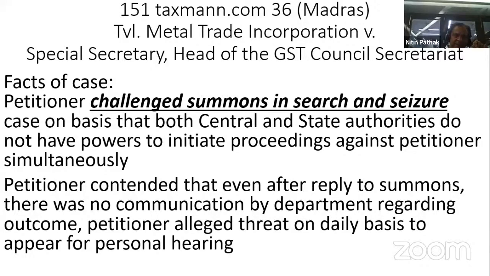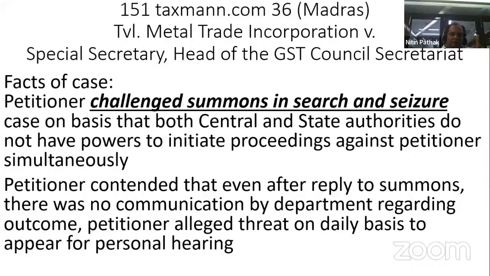In this case, the petitioner contends that even after a reply to the summons, there was no communication from the department regarding it. The petitioner alleged a threat, but declined a personal hearing. He said, I am worried that he will again issue a summons. So he has gone prematurely to the Madras High Court.